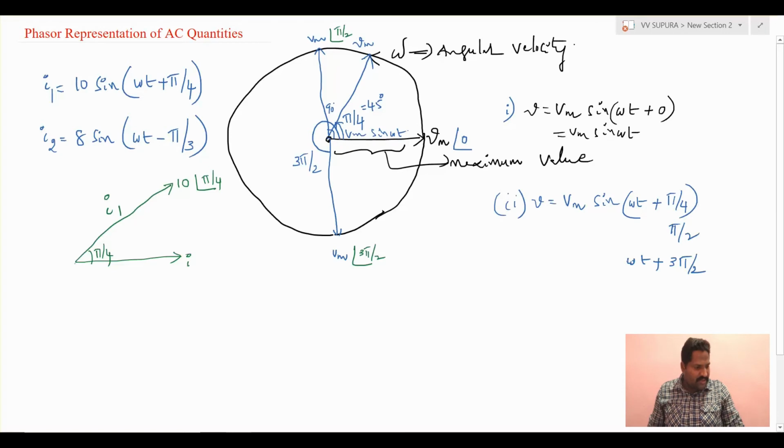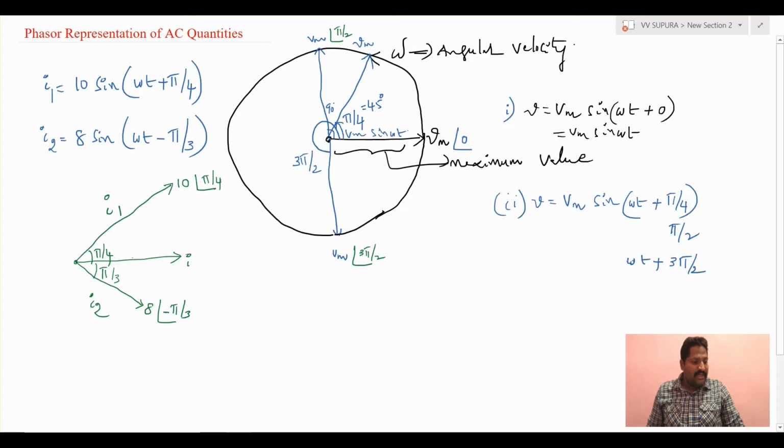So it is a magnitude of 8 only. So it is 8 at an angle of minus pi by 3, while I1 is at an angle of pi by 3. So this is the origin, and in this way we can represent the I1 and I2 waveforms.